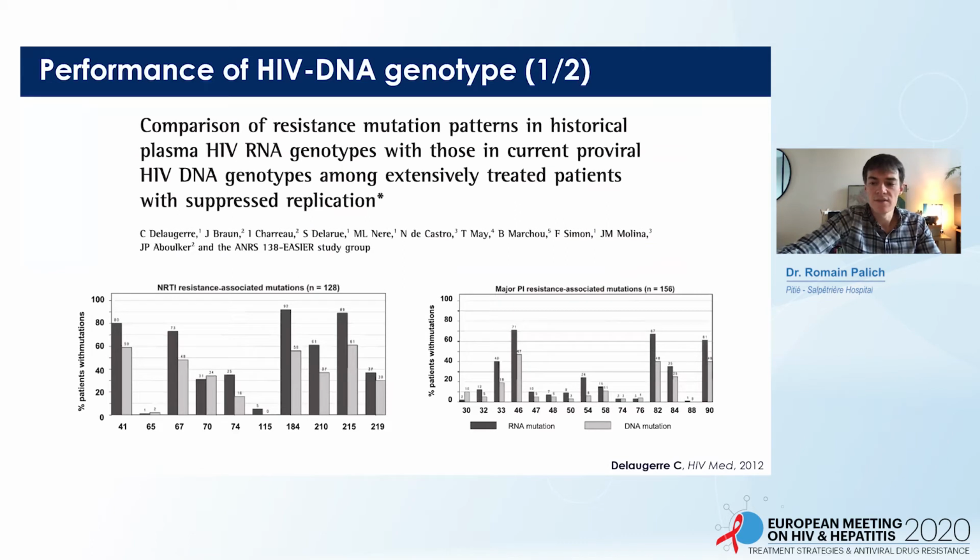There are several studies that have compared the resistance mutations found on genotypes from HIV RNA and DNA in the context of viral suppression. For example, this study conducted by Constance Delogère has demonstrated that the number of mutations was always lower on DNA genotypes in comparison with RNA genotypes, whatever the treatment studied. On this slide, NRTI and PI.